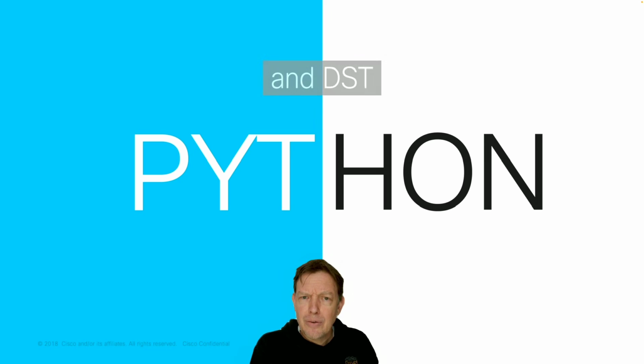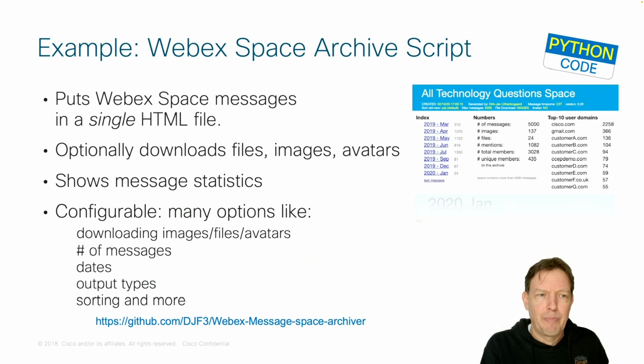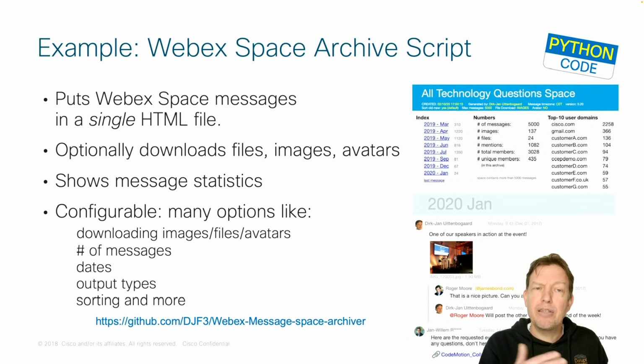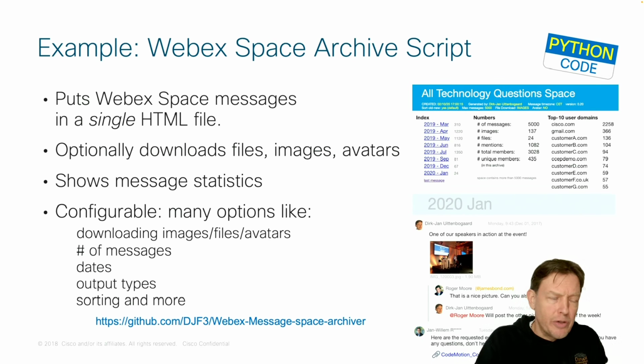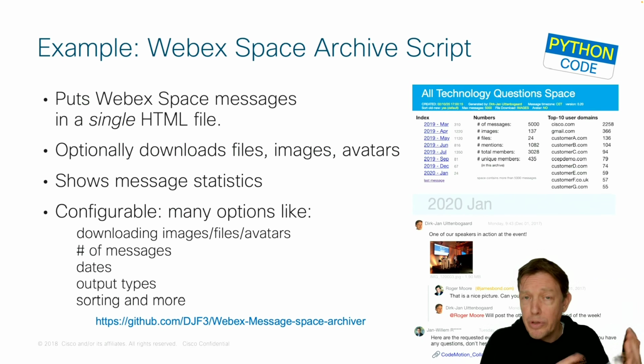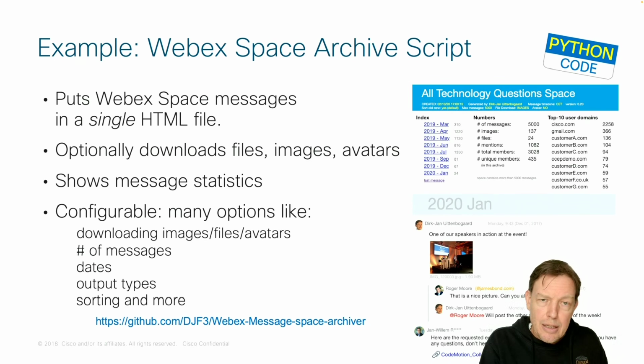Python. How does Python deal with that and with DST? So as an example, I created a Webex space archive script. So it's a Python script. You can configure that, run it, and it will extract all the messages from a Webex space, convert it to an HTML file, and you can configure it to do tons of things. Output text file as well, output JSON, download images or files or both or neither, sorting order, restrict by date, number of messages, etc. So this script downloads messages in UTC format.